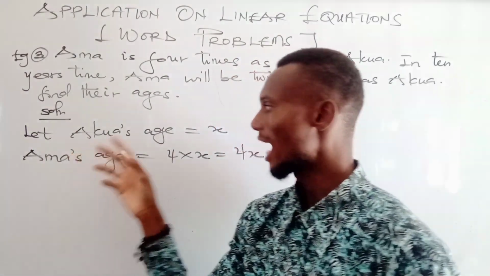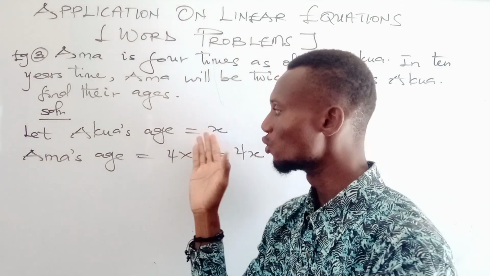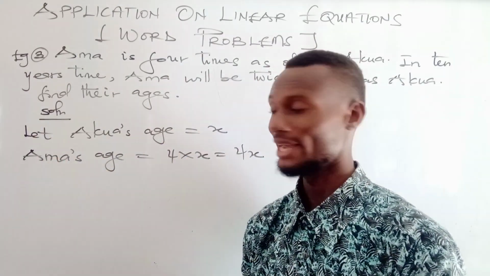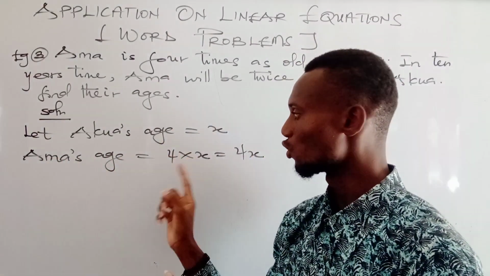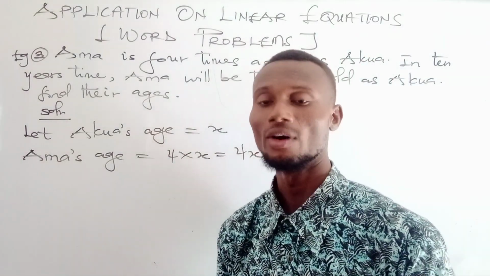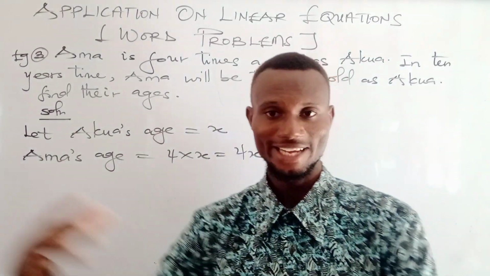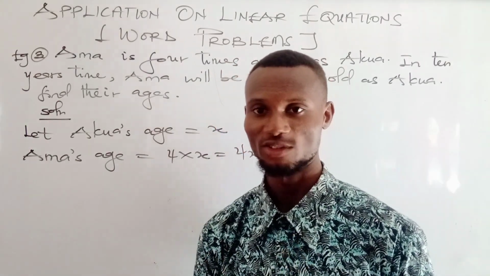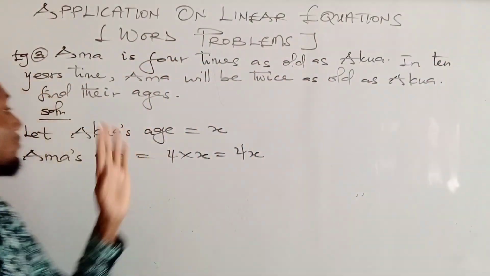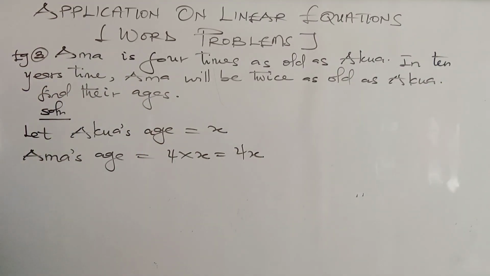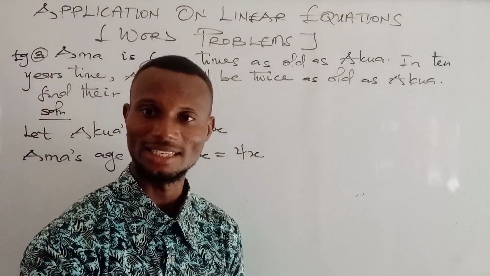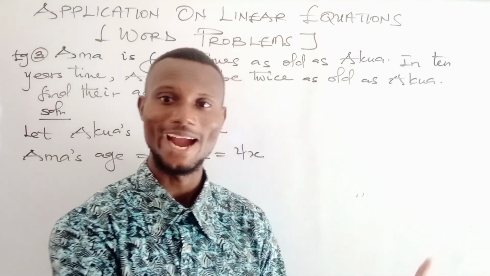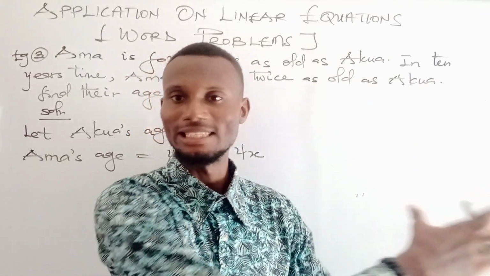Okay, so I'll add 10 years to Ikea's age now. And I'll add 10 years to Ama's age now. That will give us their ages in 10 years time. I hope you agree with me up to this point. So in 10 years time, we are supposed to find Ama's age and also Ikea's age in 10 years time.